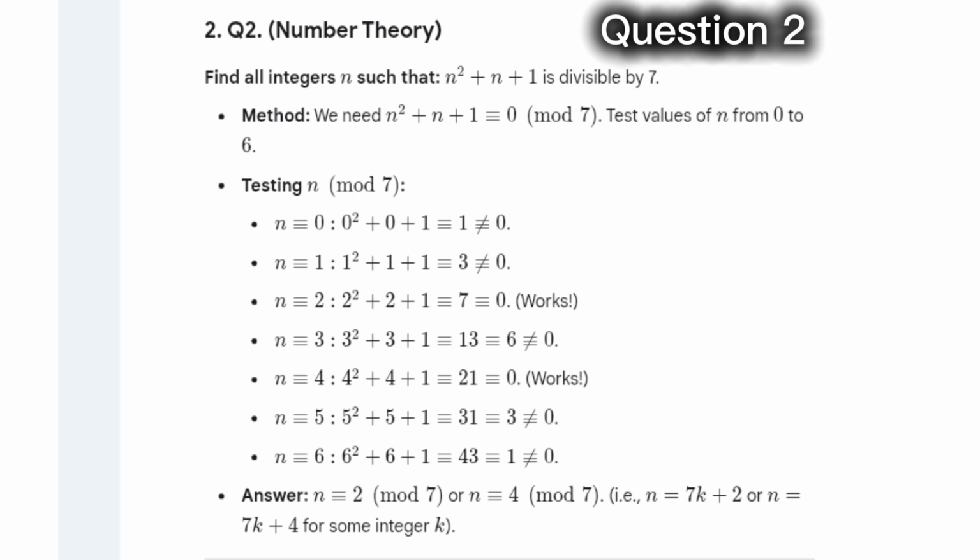The test. We test n equals 0, 1, 2, 3, 4, 5 and 6. The results. When n is congruent to 2 mod 7, the expression equals 4 plus 2 plus 1, which is 7. This is divisible by 7. When n is congruent to 4 mod 7, the expression equals 16 plus 4 plus 1, which is 21. This is also divisible by 7.